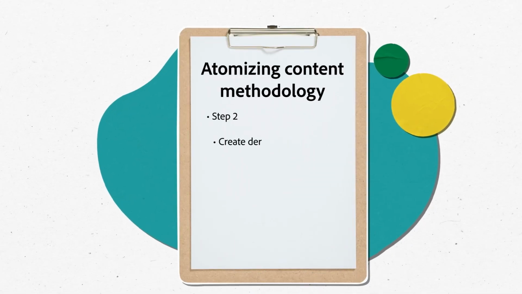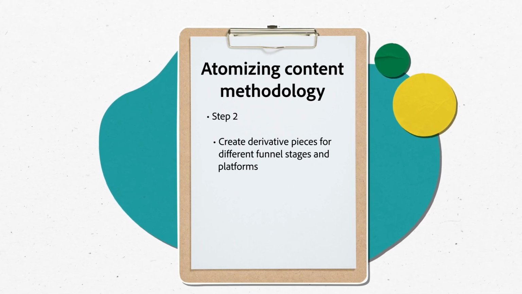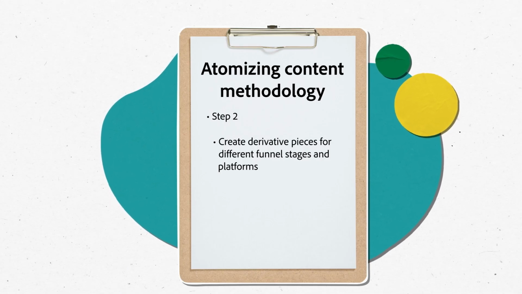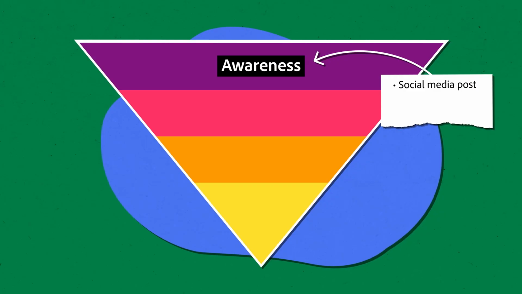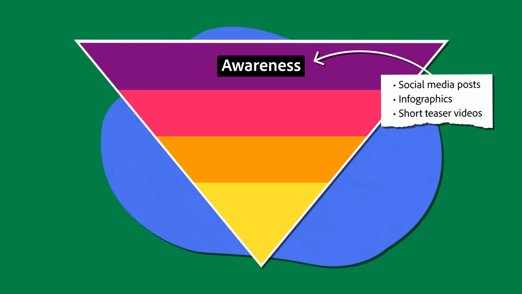Step 2. Create derivative pieces for different funnel stages and platforms. Once you've identified your cornerstone content, break it down into smaller platform-specific pieces. Here's how you can target different stages of the marketing funnel. For awareness, create engaging social media posts, infographics, or short teaser videos highlighting key insights. For example, turn a blog post into an Instagram carousel summarizing the main points.